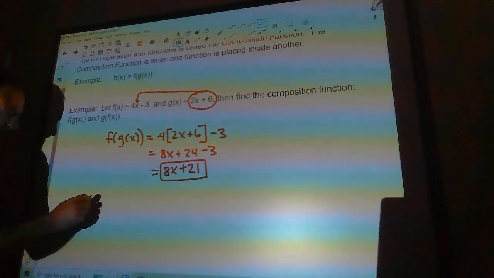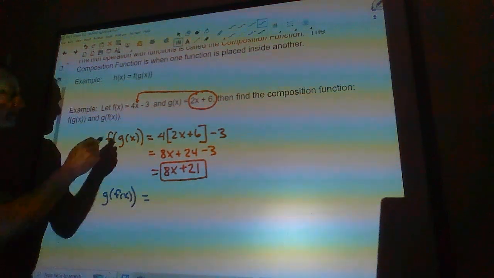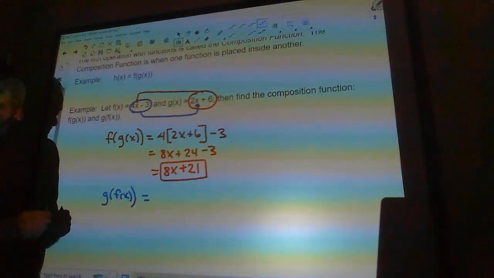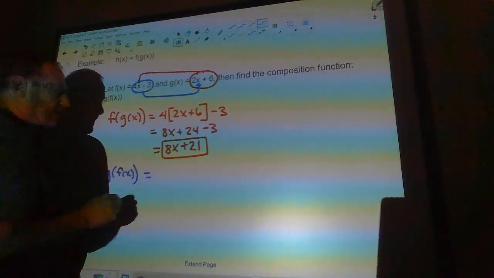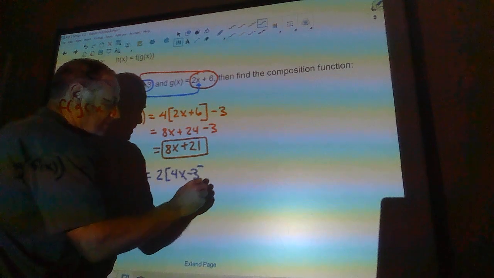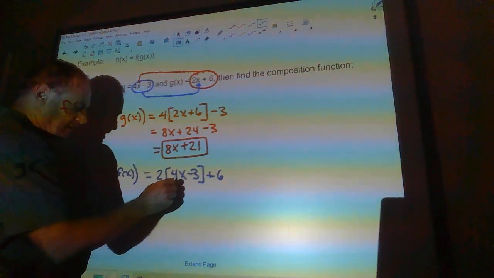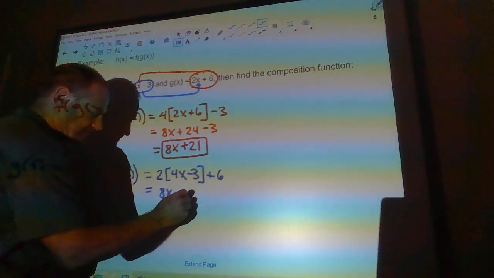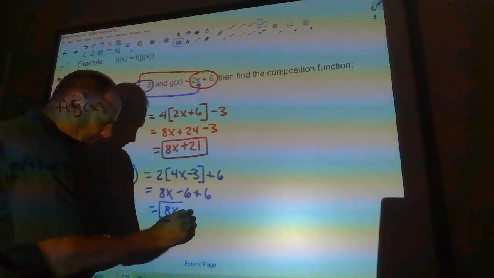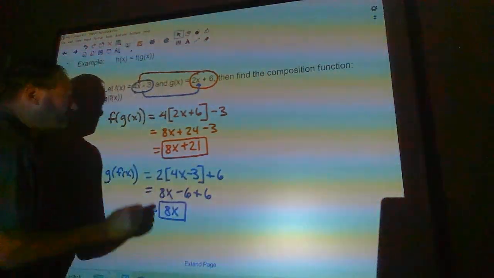Now, g of f of x says that I'm going to take f of x and put it inside g of x. So that's going to be 2 times (4x minus 3) plus 6. So this would be 8x minus 6 plus 6, which would just be 8x. So g of f of x and f of g of x are not the same thing. Be real careful about that.